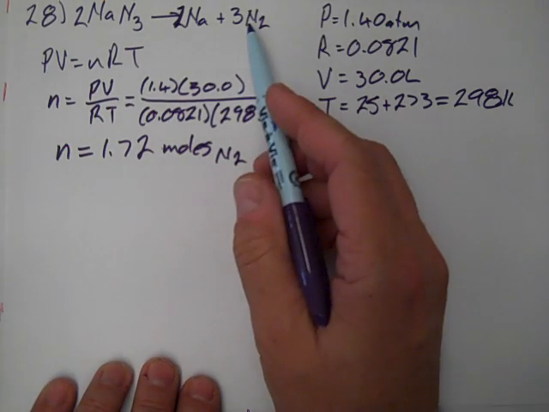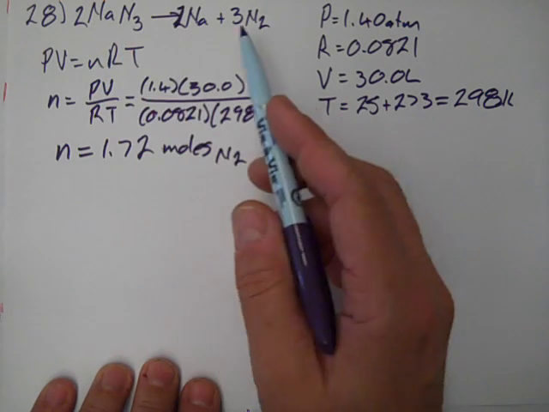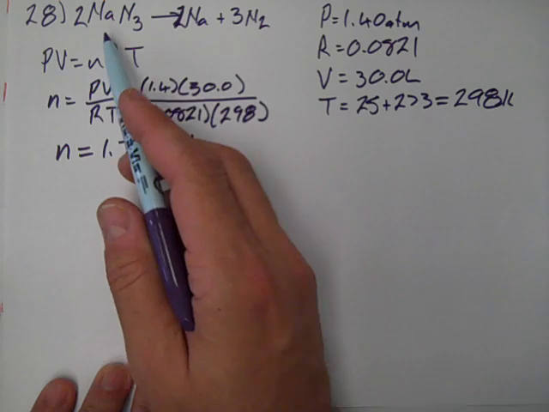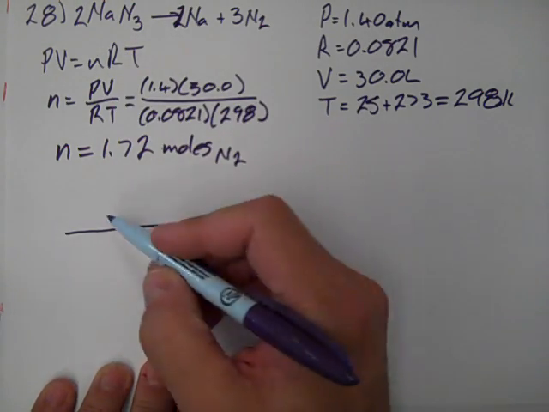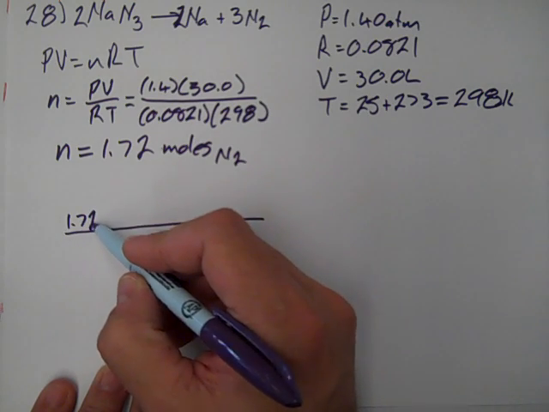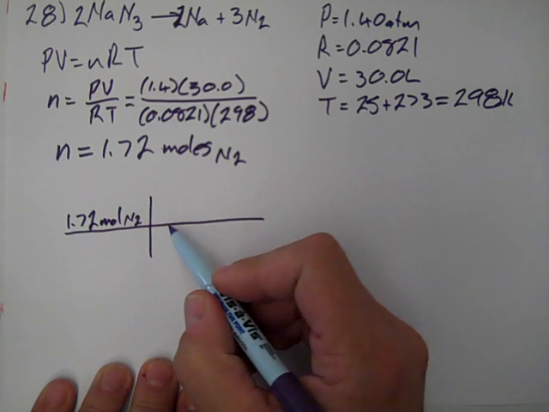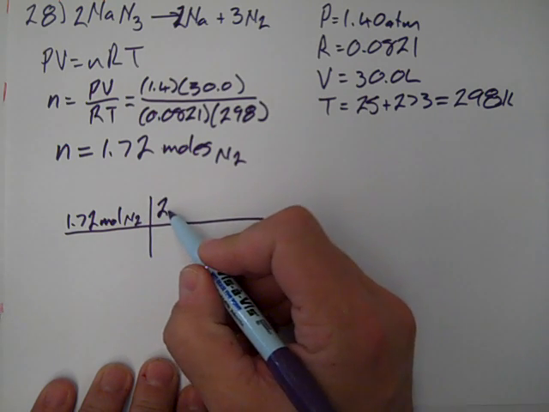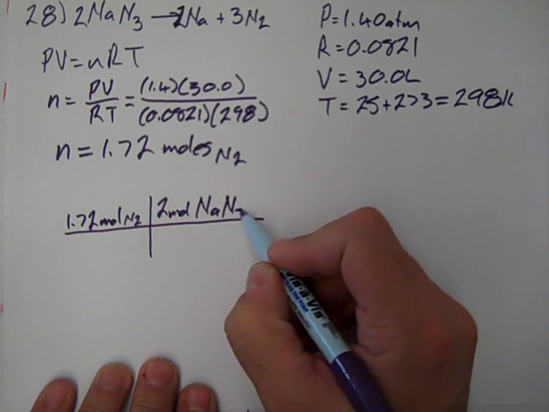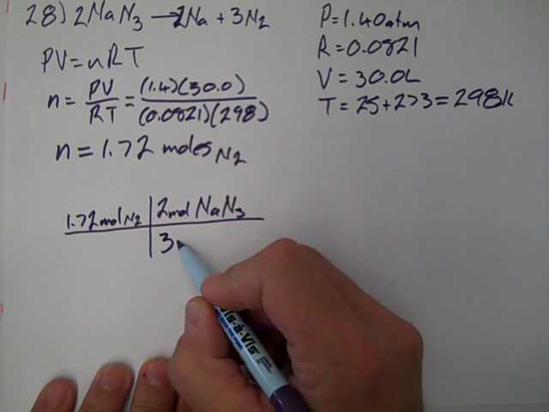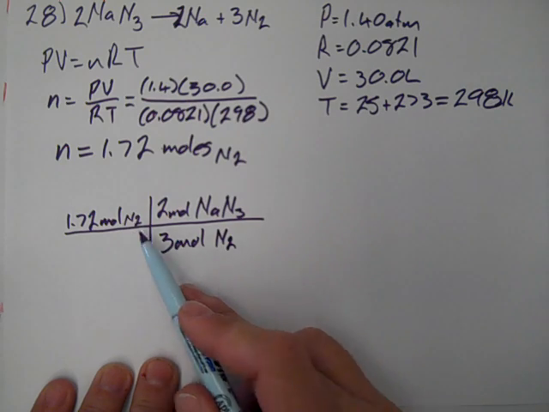All right, if I had 3 moles of N2, that would have come from 2 moles of sodium azide. I've got 1.72, so how many did that come from? So I just need to set up some conversions. 1.72 moles of N2. There are 2 moles of sodium azide for every 3 moles of N2. See how my moles of N2 are going to cancel now?